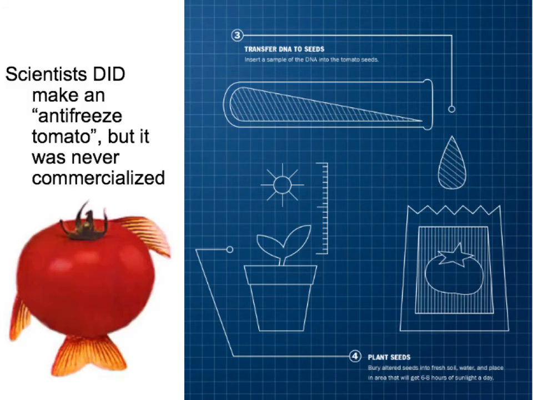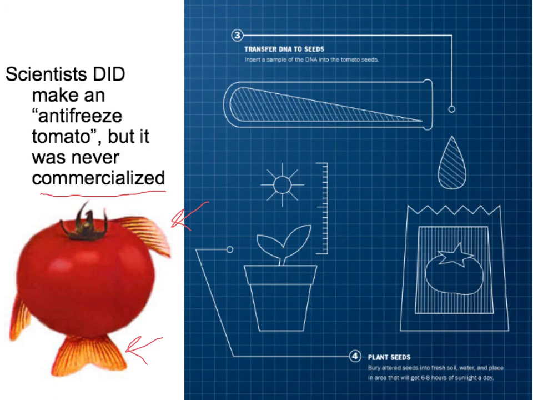Now, scientists did make this tomato, and it was called an antifreeze tomato, and a lot of people kind of freaked out about it. So they wanted to see if they could do it, but the antifreeze tomato was never commercialized, so it was never released to where people would eat it. Now, one of the drawbacks of having genetically modified organisms is that people kind of freak out, and instead of thinking about this as a tomato that doesn't freeze, they think about the tomato as being part fish and part tomato.